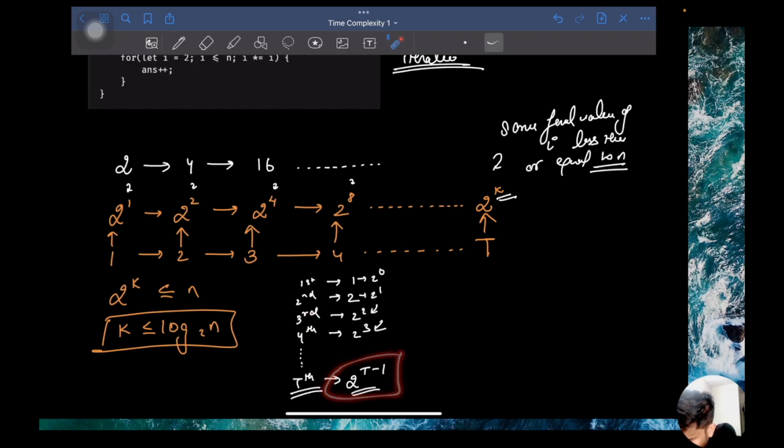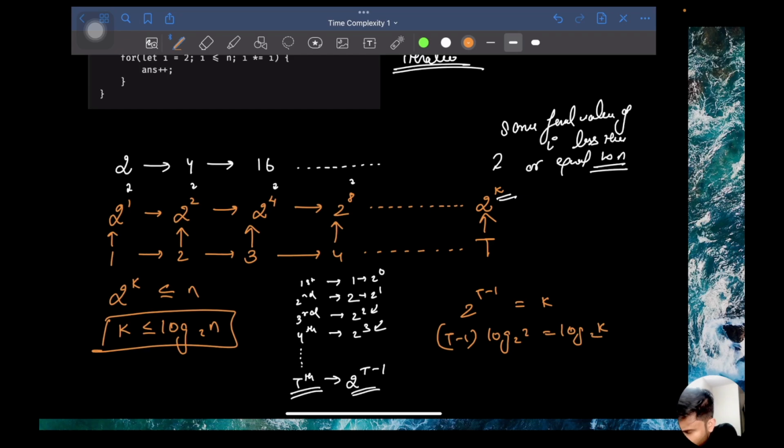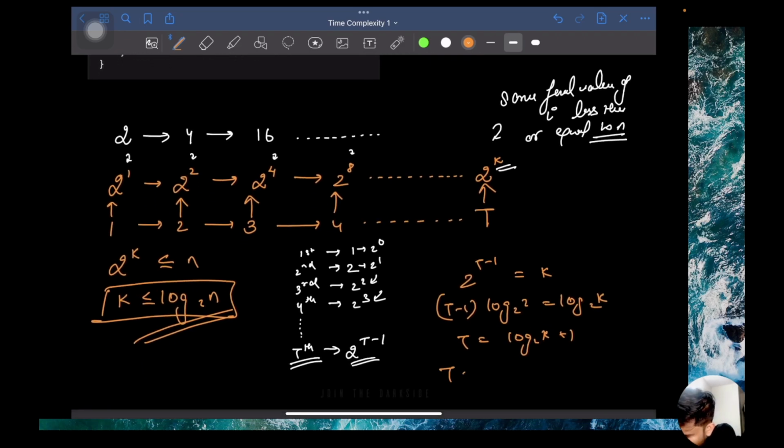And can I say my final power is what? K. So I can say 2 raised to the power t minus 1 is equal to k. Taking log both sides, (t minus 1) log 2 to the base 2 is equal to log k to the base 2. t is equal to log of k to the base 2 plus 1. And what is the value of k? The max value of k can be log n. So t becomes log of log n plus 1. And this is a lower degree term. So the overall complexity becomes order of log log n.